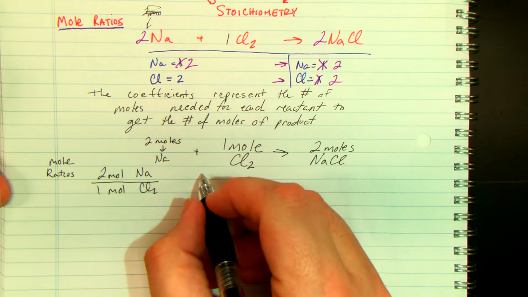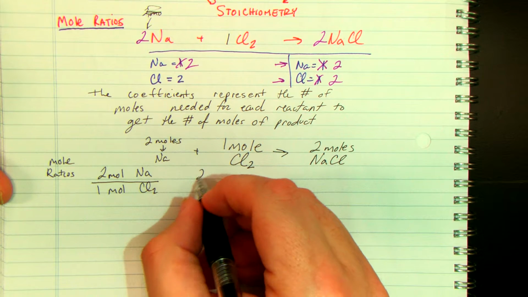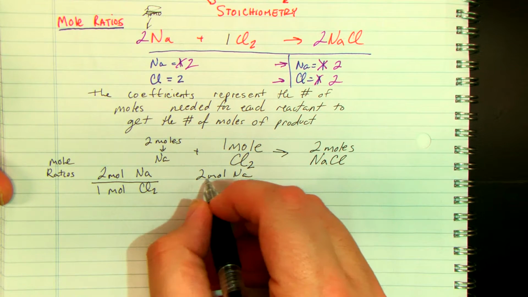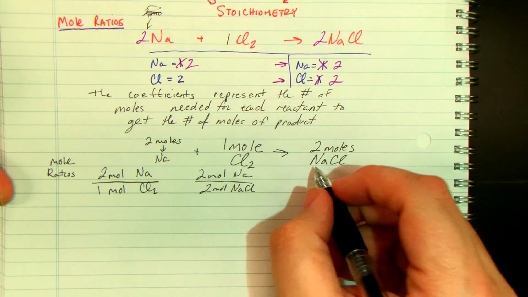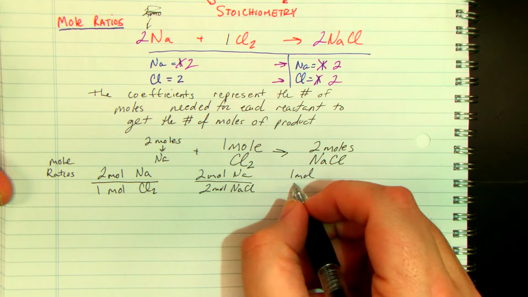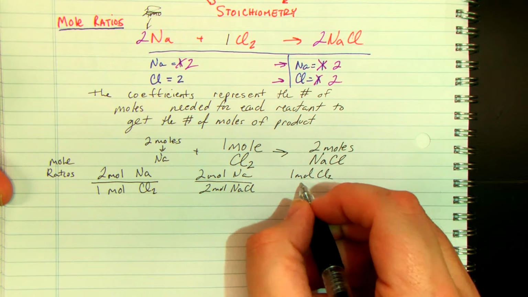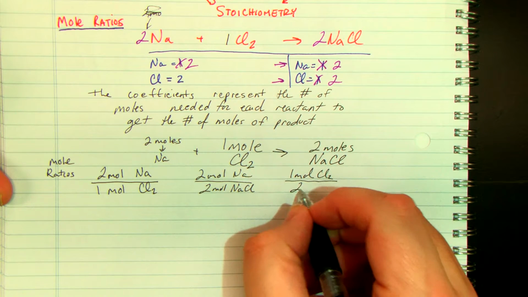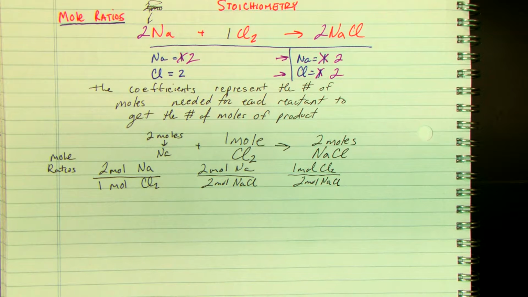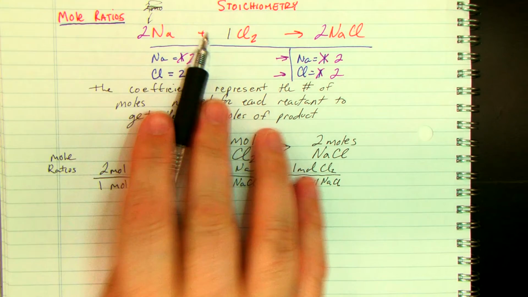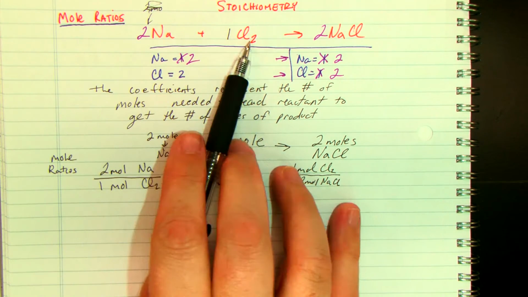Or you can get 2 moles of sodium to 2 moles of NaCl, or you could do 1 mole of chlorine, or Cl2, is going to get you to 2 moles of NaCl. So you can develop these and you can actually come up with the reciprocals too, to come up with any kind of conversion, because once we are able to balance the equation, we lock these in.